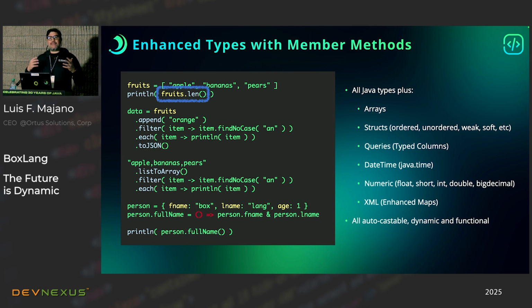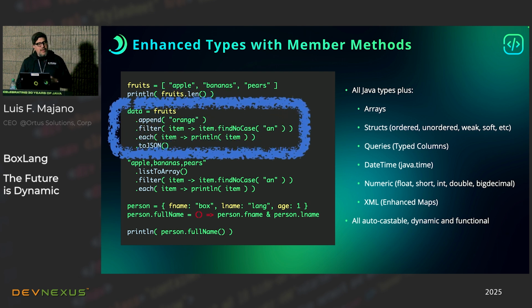So all those big decimal computations can be done behind the scenes without you interacting with all those big decimal classes. Again, making you productive. And of course, we even have an XML native class that is treated like a structure. So you can navigate XML using structs. They're all auto-castable, they're all dynamic, and they're all functional.